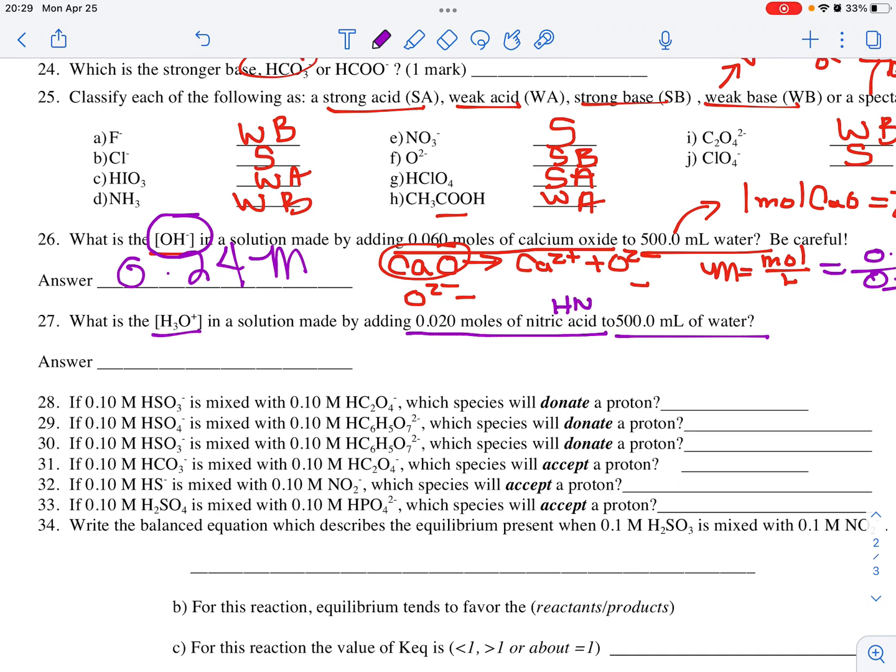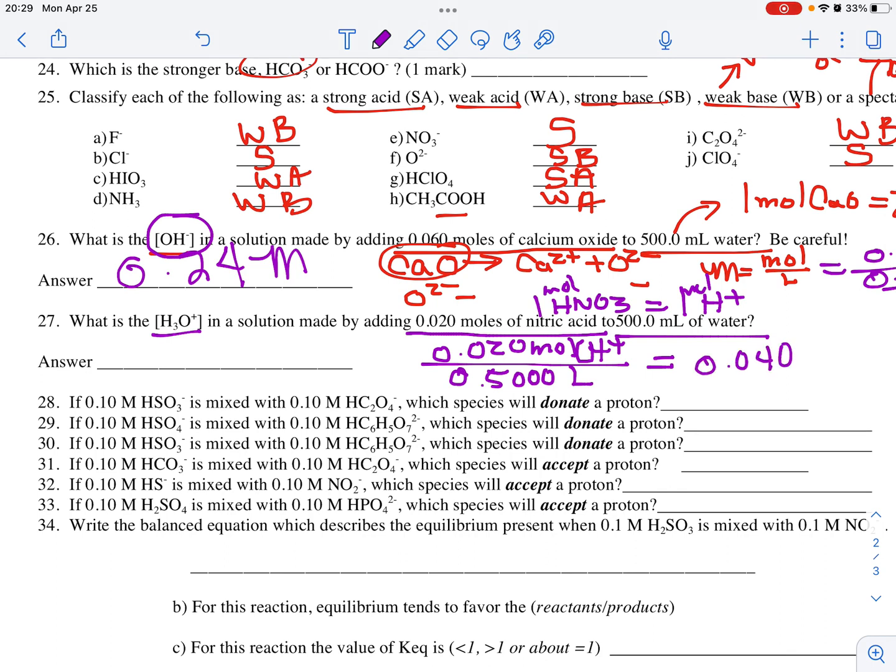This is HNO3, which is a monoprotic acid, so it'll be a 1-to-1 ratio. So 1 mole of HNO3 is equal to 1 mole of H+. So my moles will actually be 0.020 moles of H+ divided by 0.5000 liters, which gives 0.040 molar.